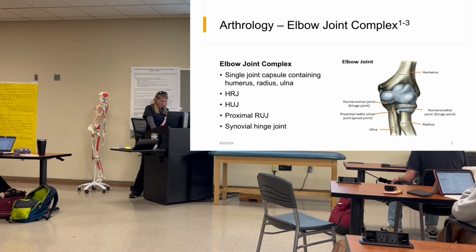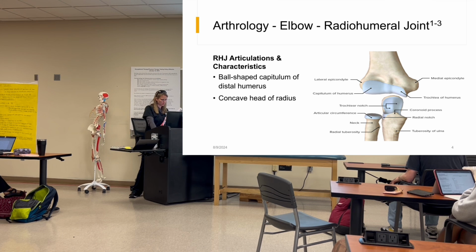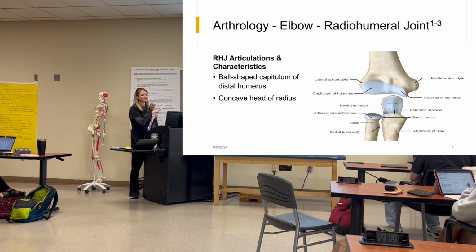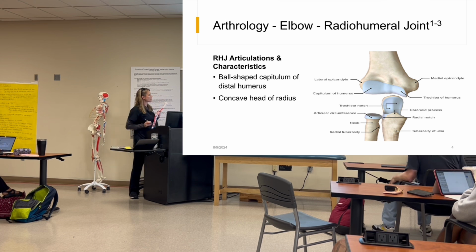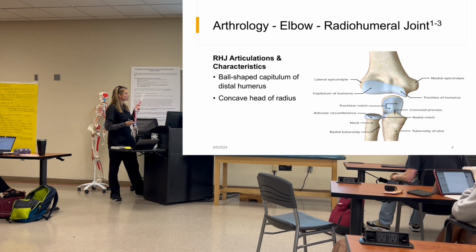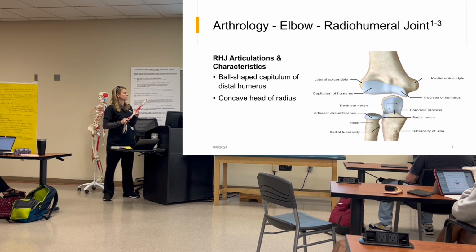Okay, so let's start with the radial-humeral joint. So we have this joint here. I'm going to use the pointer. I've got the pointer, I'm excited about it. All right. So the ball-shaped capitulum of the distal humerus. Does that strike you as convex or concave? Convex. What does that articulate with? The radius.